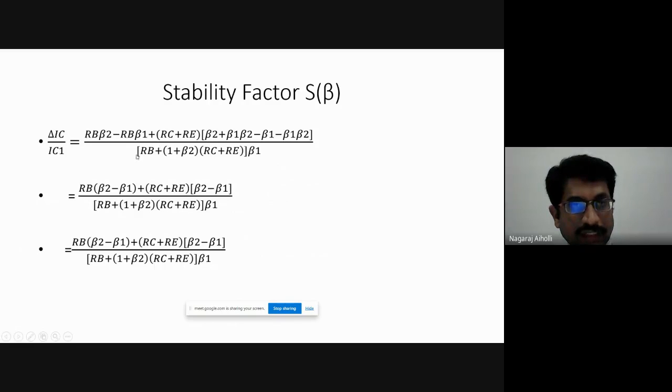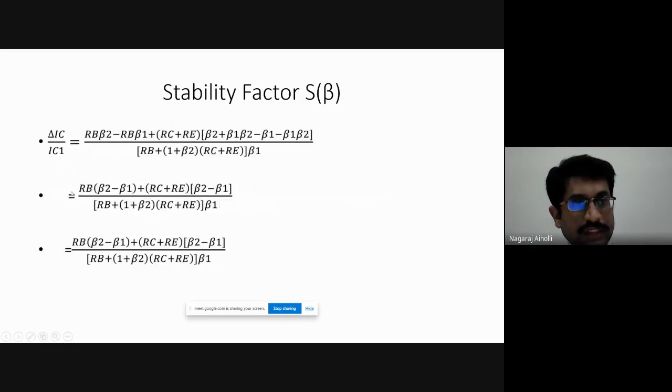Then what will get cancelled here? Any terms get cancelled here? RB is common here. Take it out common, that multiplied by (beta 2 minus beta 1), plus (RC plus RE). Plus beta 1 beta 2 minus beta 1 beta 2 gets cancelled. So you get simply the inside term as beta 2 minus beta 1. This divided by [RB plus (1 plus beta 2) into (RC plus RE)] into beta 1. That is RB into (beta 2 minus beta 1) plus (RC plus RE) into (beta 2 minus beta 1), that divided by [RB plus (1 plus beta 2) into (RC plus RE)] into beta 1.